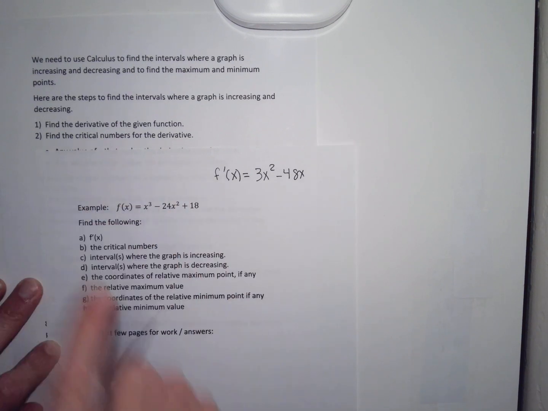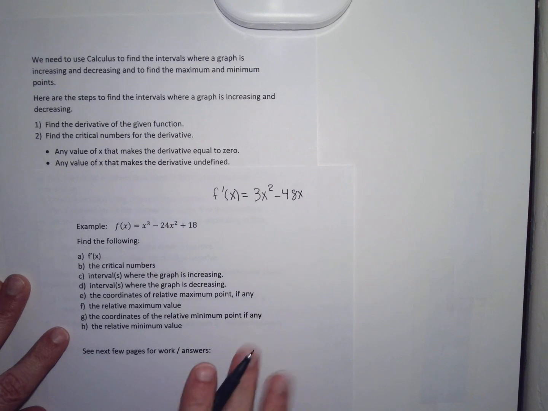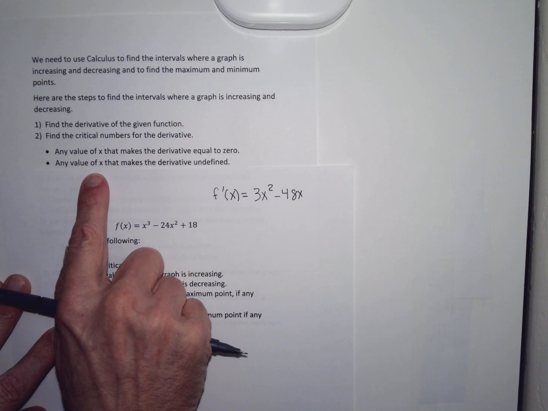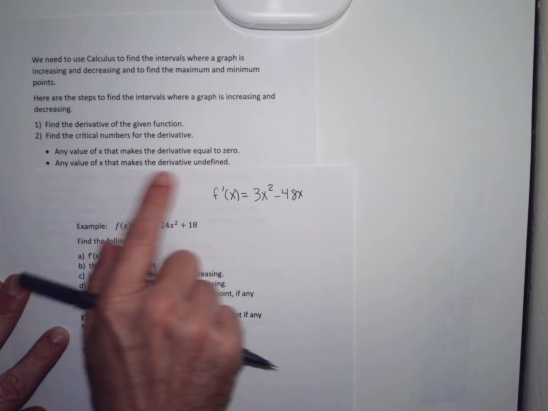Now I'm going to find the critical numbers for this function. That is any value of x that makes the derivative equal to 0, or any value of x that makes the derivative undefined.